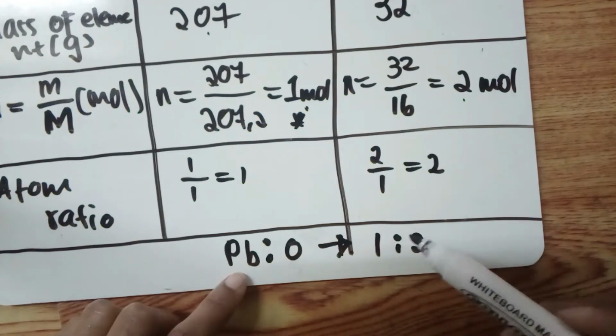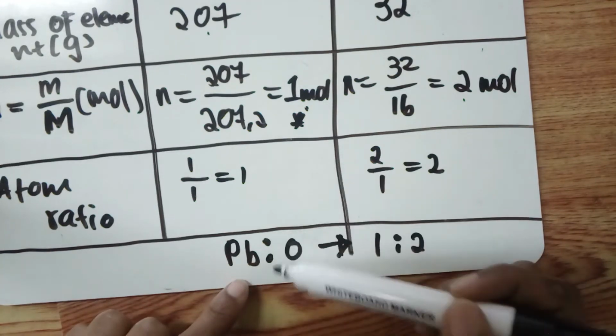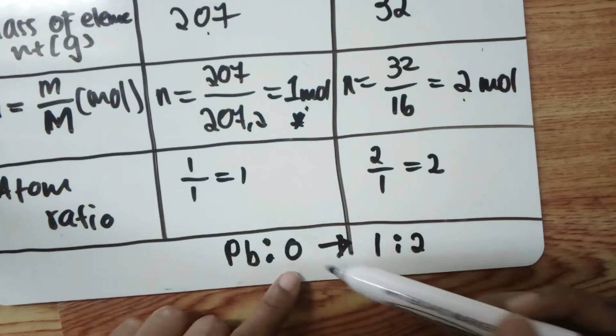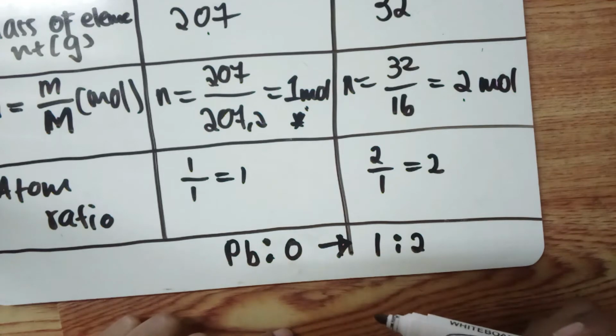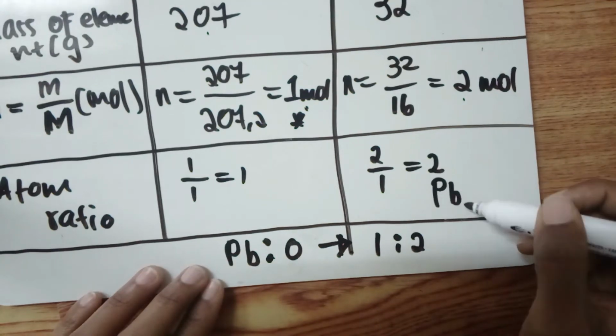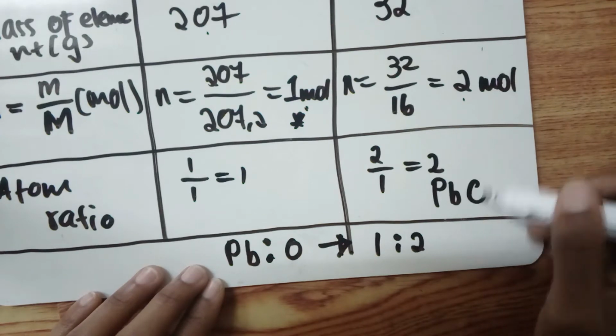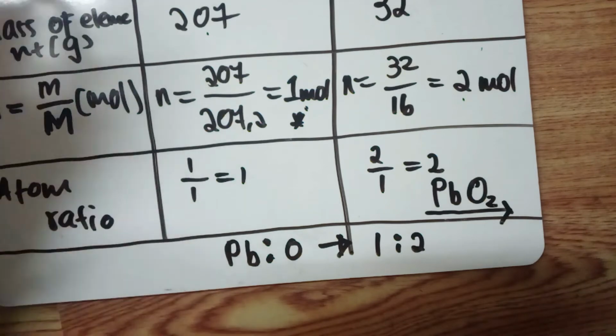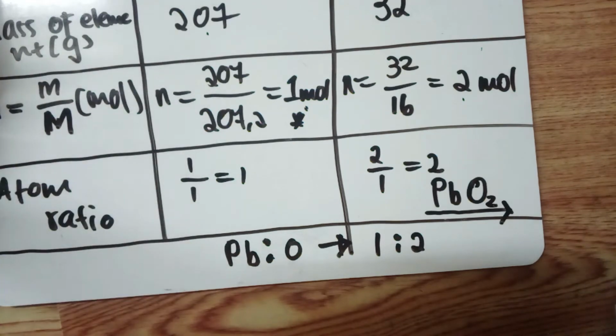So meaning for every one atom of lead, we have 2 of oxygen, right? So its empirical formula is simply PbO2. We don't need to write the 1. So now we have found the empirical formula of lead oxide.